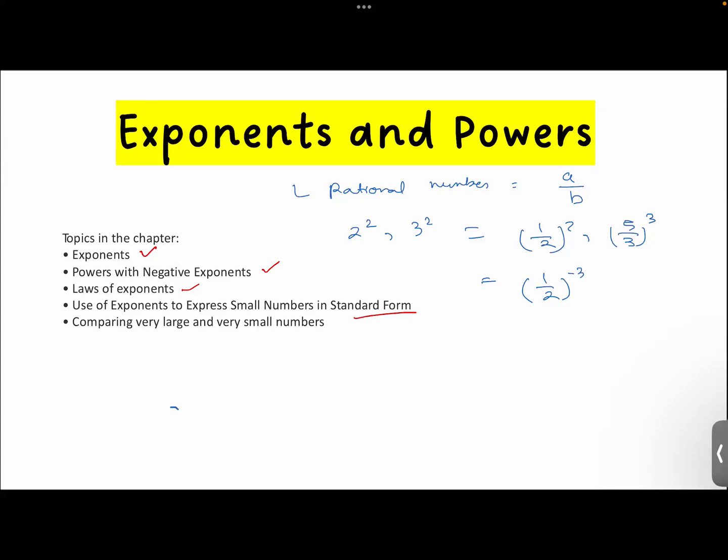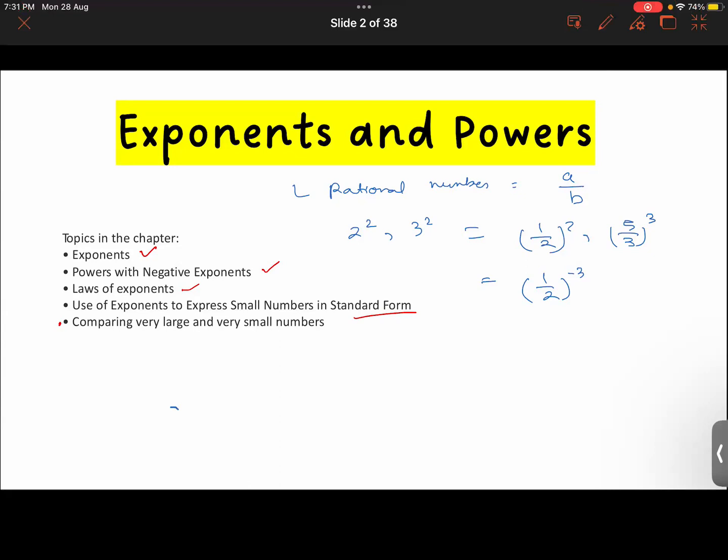We have discussed that one. We will be discussing some questions on that one also. And the last topic, comparing very large and very small numbers, is left. You guys have memorized the laws, I'm hoping? Yes, sir, memorized the laws.